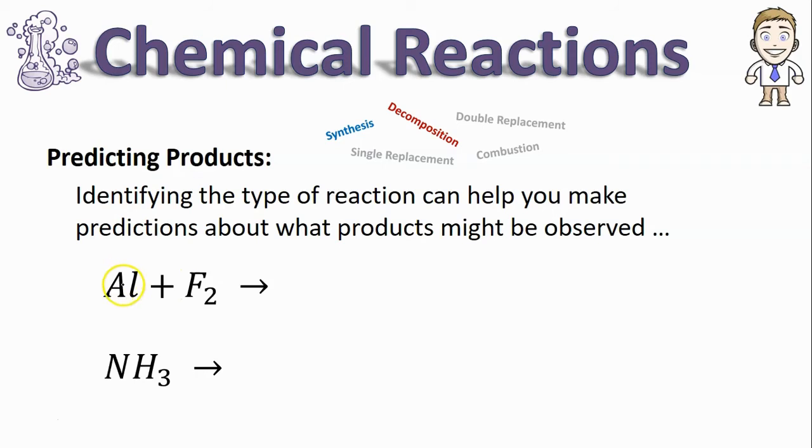In this example, I have Al plus F2, and I'm trying to predict what the product of this reaction might be. It seems like it might fit the general formula of a synthesis where you've got 2 separate reactants combining to make one new product. So my prediction for that product is going to be my aluminum simply combining and becoming one new substance with the fluorine. Now there's something really important here I have to point out.